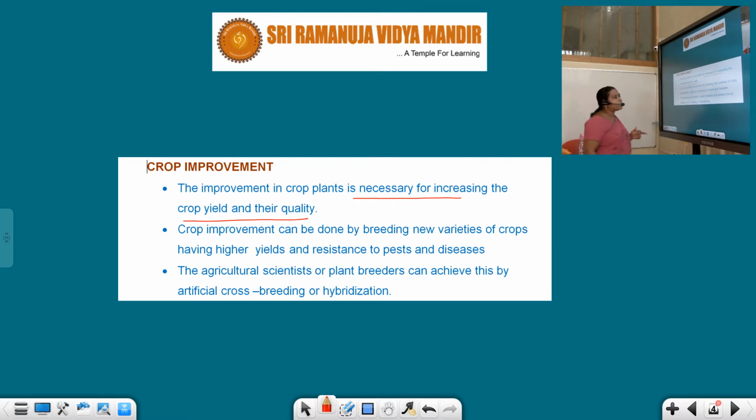Crop improvement can be done by breeding new varieties of crops having higher yield and resistance to pests and diseases. To improve this, first of all we need to select better varieties, and those better varieties we should go for cultivation. The agriculture scientists or plant breeders can achieve this by artificial crossbreeding or hybridization. It is a very important technique implemented by agriculture scientists. They brought new hybrid varieties to increase the food production.